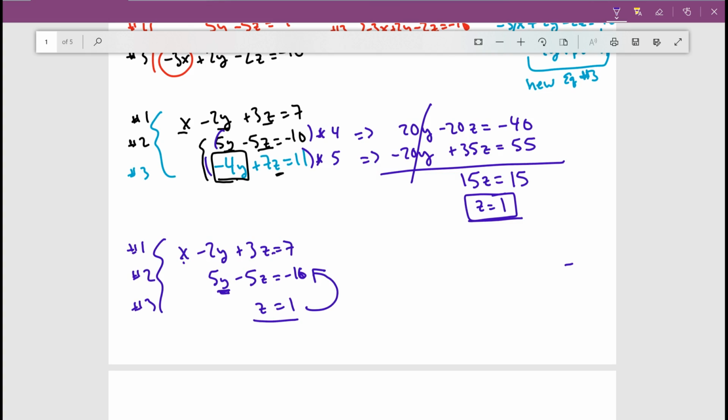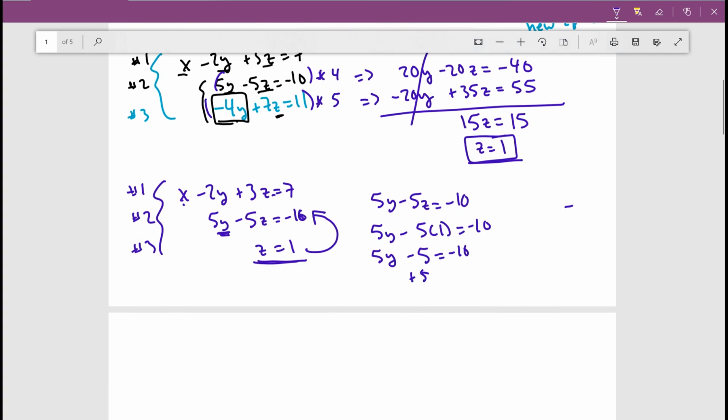So what I'm going to take, I'm going to take the second one, 5y minus 5z equals negative 10. Okay, so I'm going to have 5y minus 5 times 1 equals negative 10, because z equals 1. Plug it into the wrong one. 5y minus 5 equals negative 10. Then I'm going to add 5 to both sides. This goes away, so I'm left with 5y equals negative 5. Okay, now I divide by 5 to both sides, so y equals negative 1.